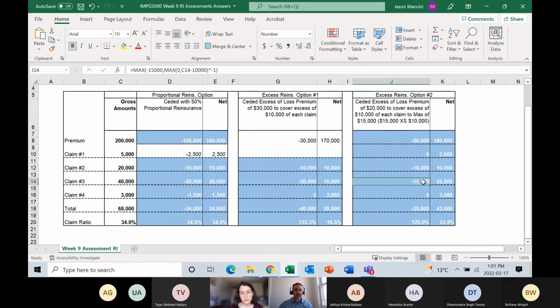This is the last piece for today, so stick with me here. We have our 40,000. How much of that is going to be recovered? So we're going to keep the first 10, but we could only recover up to 15. So the most we could recover is the 15, and our net is our gross less the ceded. So I think I have an illustration of this one from last week.